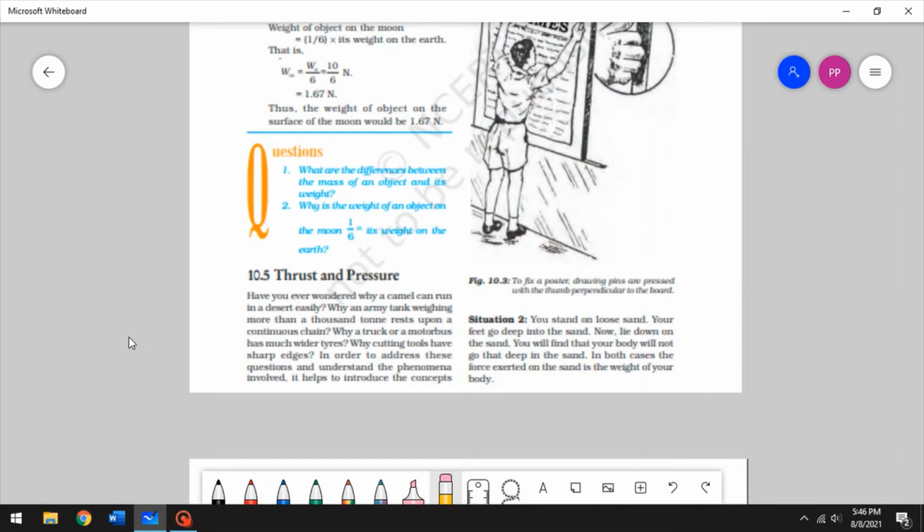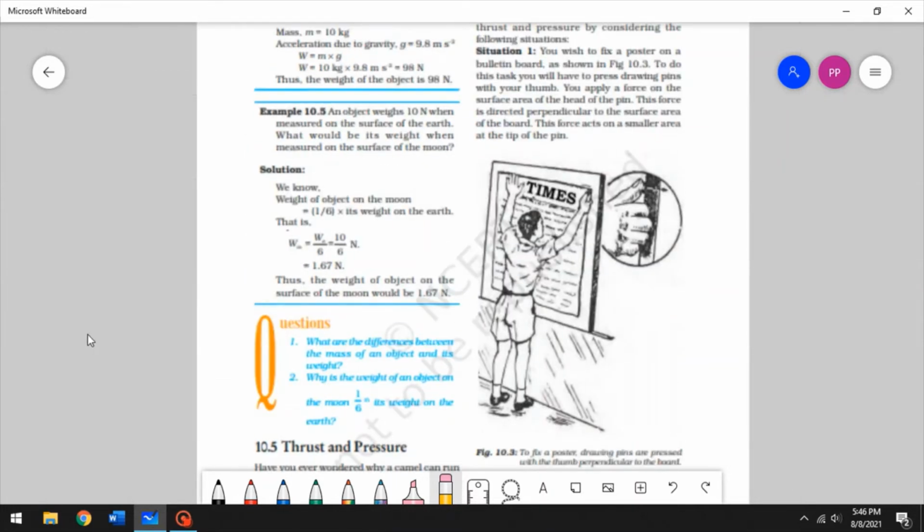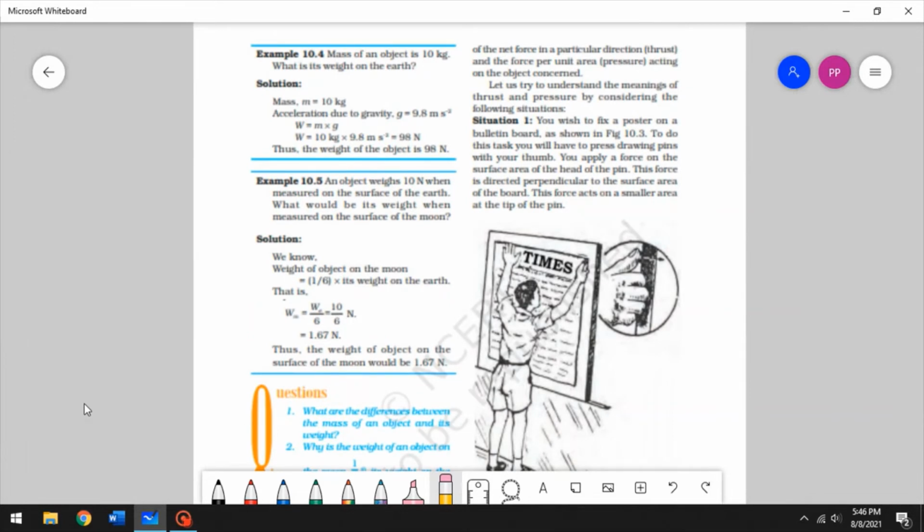Alright, so thrust and pressure. Thrust is the net force in a particular direction, and the force per unit area is pressure. The net force means the complete total force in a particular direction, east, west, north, south, all the other directions. The total force that is being applied in a particular direction would be thrust, and the force per unit area would be pressure.